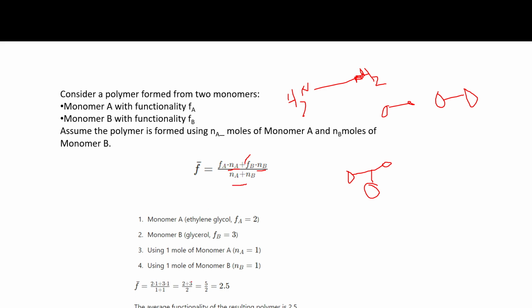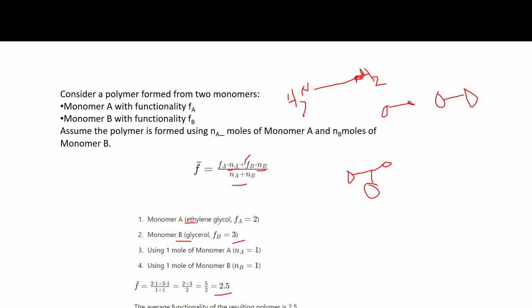And if you calculate that average functionality, for molecules like ethylene glycol and glycerol, glycerol has three functional groups while ethylene glycol has two functional groups. If they are in a similar molar ratio of 1 to 1, we can calculate the average functionality. It will be 2 into its number of moles, which is 1, and for glycerol 3 into 1, divided by the total number of moles, 1 plus 1. That gives the average functionality.